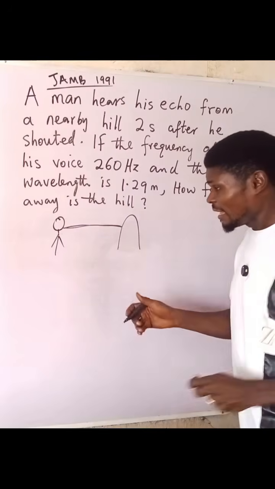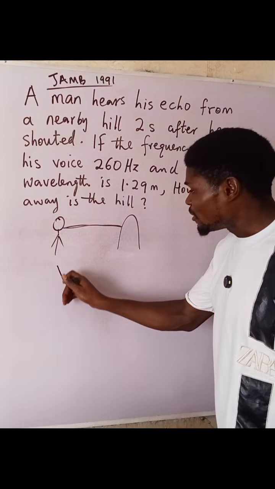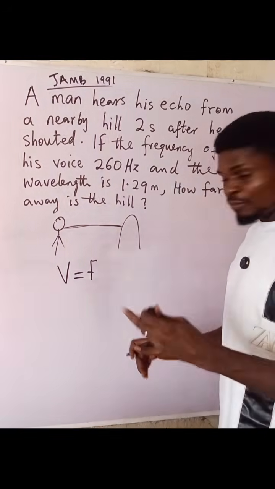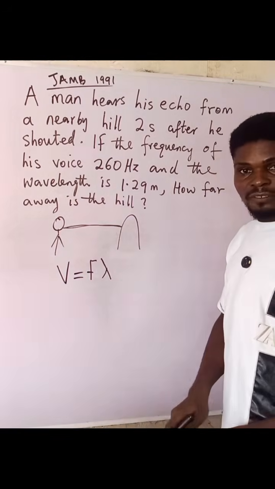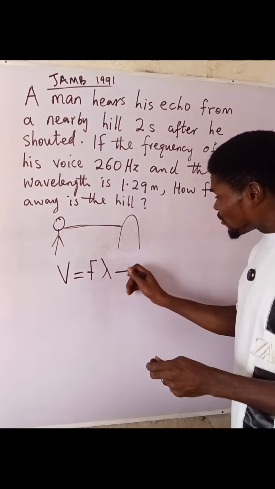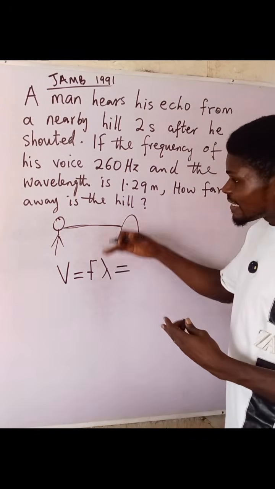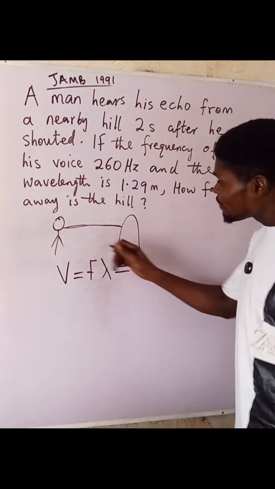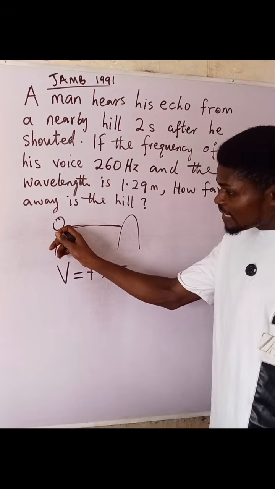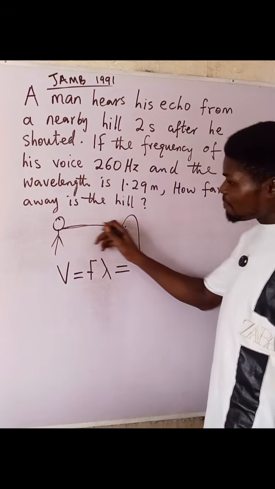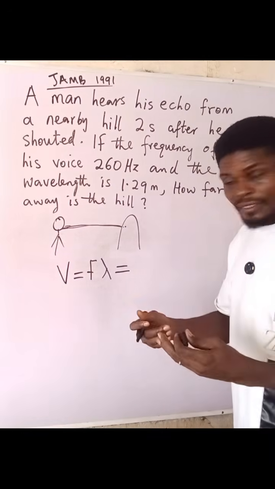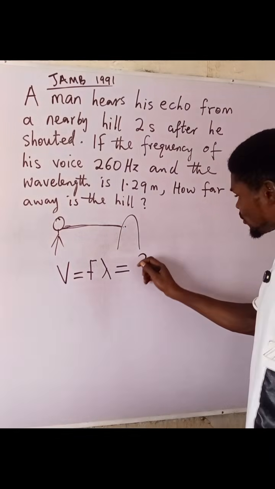And you have to remember that the velocity or the speed of sound is equal to the frequency of the sound multiplied by the wavelength of the sound. And you know that speed is also equal to the distance over time. The distance over what? Over time. That means the distance covered here is the distance from here to here and back to this place. That means twice the distance, isn't it? That means this is 2x.